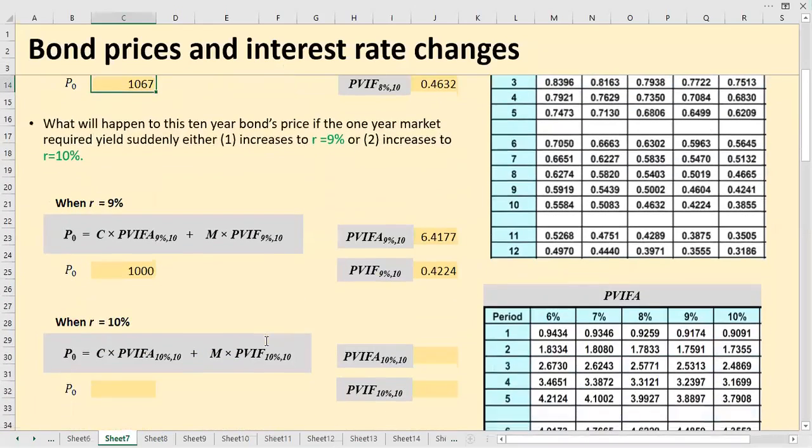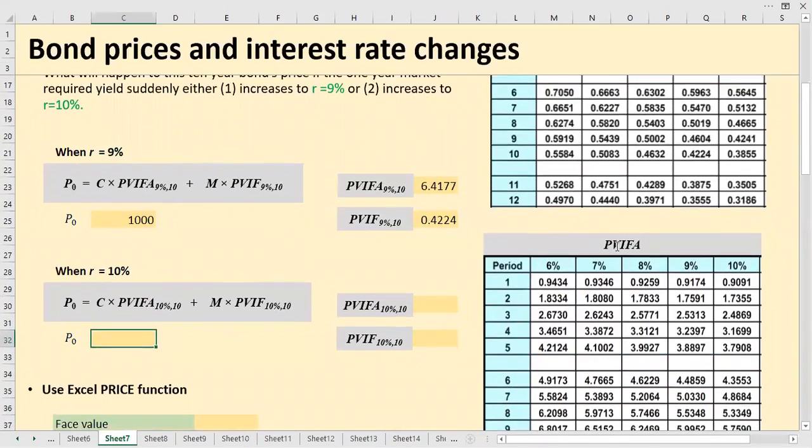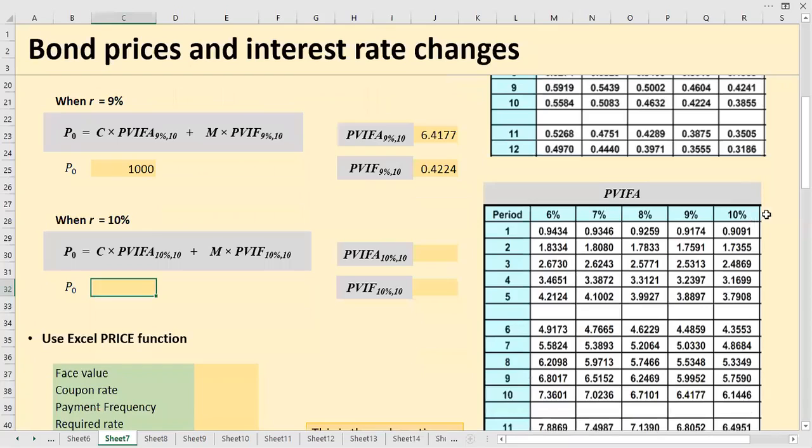So moving on, I am going to increase the required rate of return further. I am going to assume 10% here. So when the required rate of return is 10%, again I am going to calculate the present value of this bond. So again I am moving into the table. Now I am looking at the 10% column, 10%, 10 years. So I have this value 6.1446. I am going to copy it down here.